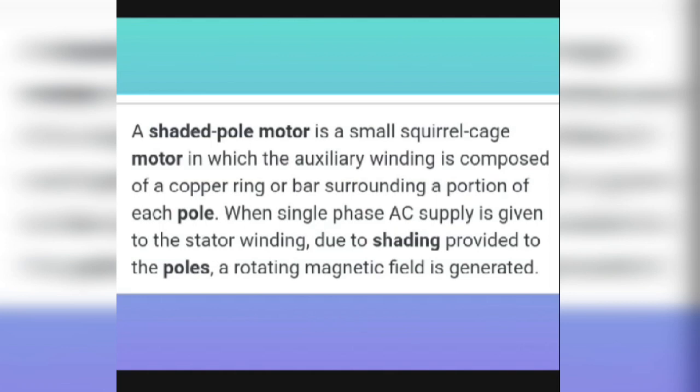So we continue with the first topic, the introduction or definition of a shaded pole motor. A shaded pole motor is a small squirrel cage motor in which the auxiliary winding is composed of copper rings or a bar surrounding a portion of each pole. When a single phase AC supply is given to the starter winding, due to the shading provided to the poles, a rotating magnetic field is produced.